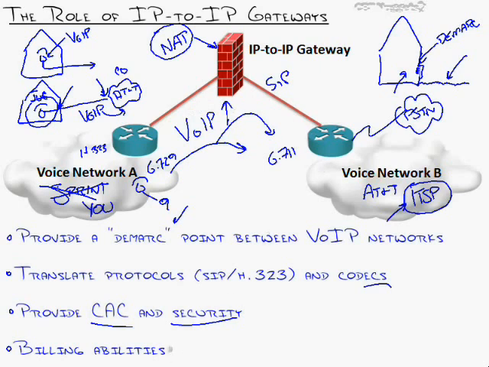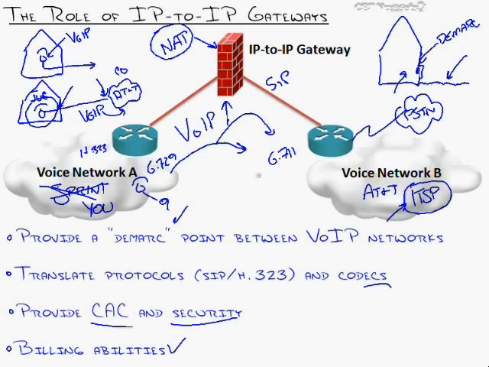And then it also provides billing capabilities where it can track certain minutes, how long you were on that call, and provide billing support to different groups inside of your organization, or dividing Sprint and AT&T, where Sprint has to send AT&T a bill for certain numbers of tie lines being used or minutes being used on their network.